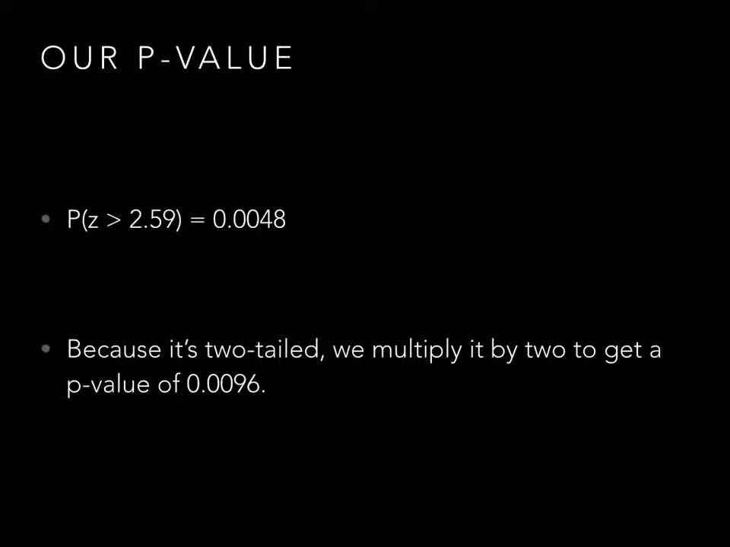We multiply by 2 because it's two-tailed, so it can be on either side of it. Because it can be on either side of our normal curve, we multiply by 2, because it could be either greater than or less than. So we have a p-value of 0.0096.